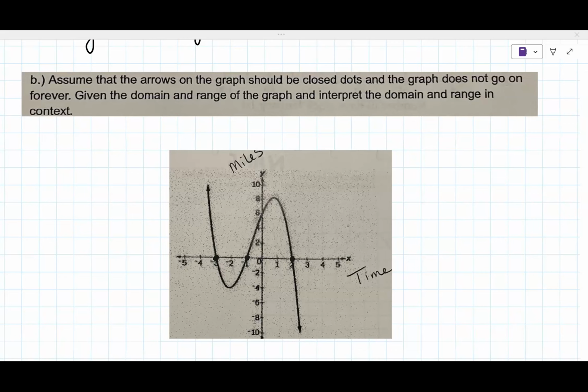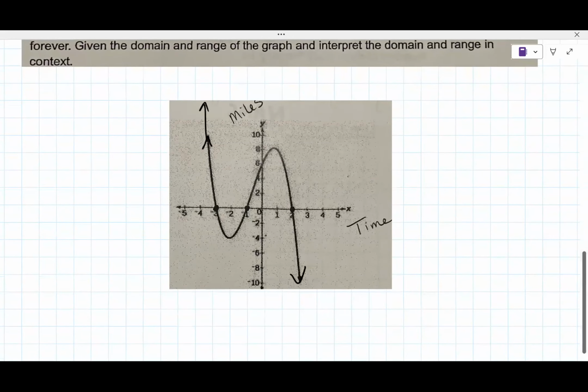All right, so what is that saying in your own words? You have to assume the arrows on the graph show dots that are not going on forever. It means that this arrow here goes up forever, and this one here goes down forever. So what that means here in terms of the domain and the range, think of the domain as the x values. I know this goes up forever, but you see how it kind of goes to the left forever?